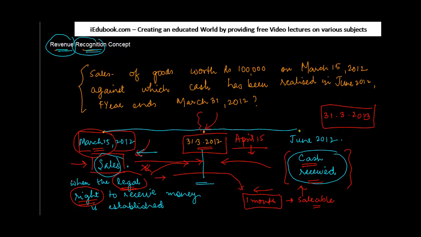So what is important is, when does the legal right arise? If it arises at the time of sale, depending on the terms of the contract, then you have to book it as an income for 31/3/2012, failing which it has to move on to the next year. So this is what the revenue recognition concept tries to put into place.